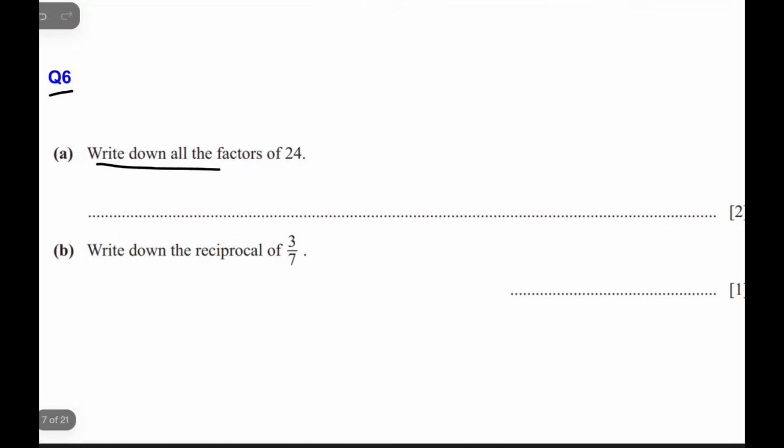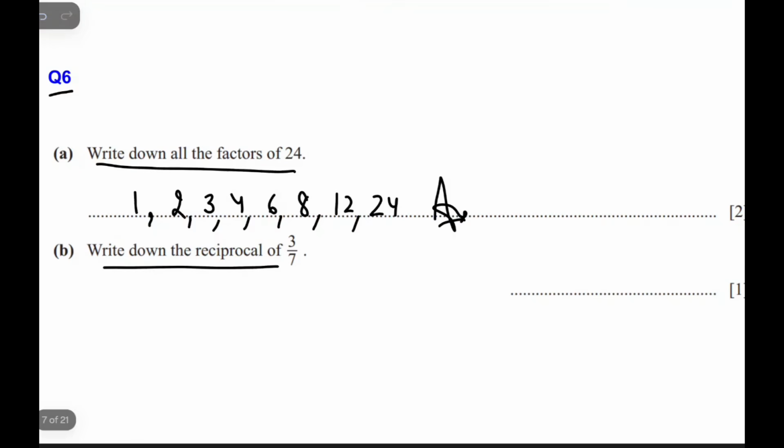Question number 6, write all the factors of 24. So we'll start with 1, 2, 3, 4, 6, 8, 12 and 24. These will be all the factors of 24. B part, write down the reciprocal of 3 by 7. So for the reciprocal, the numerator becomes the denominator and vice versa. So 7 upon 3 will be our answer.